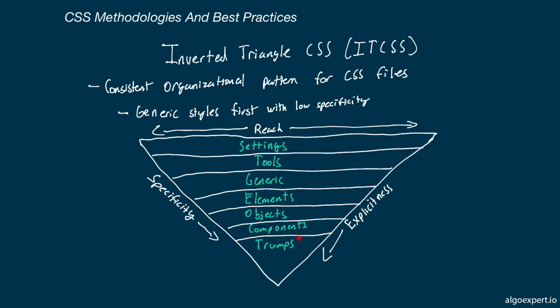And finally, the trumps layer will hold all of the important rules, which should mostly be reserved for overriding styles provided by frameworks being used, but if we need any important rules, we usually put them at the bottom, as they are the most specific rules we could include. And it's worth noting that these are not the only possible layers for the inverted triangle. The principle of organization would still apply, even if you're using slightly different layers for your project's individual use case.